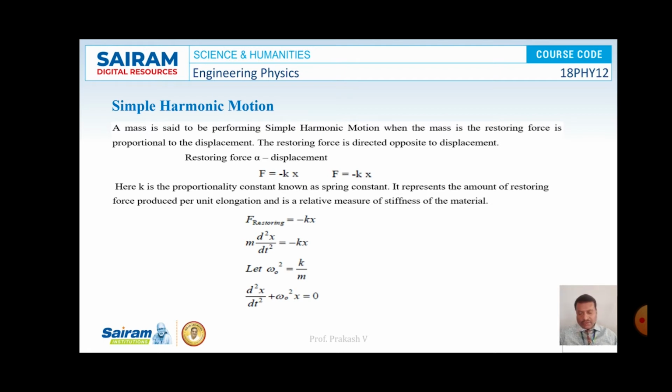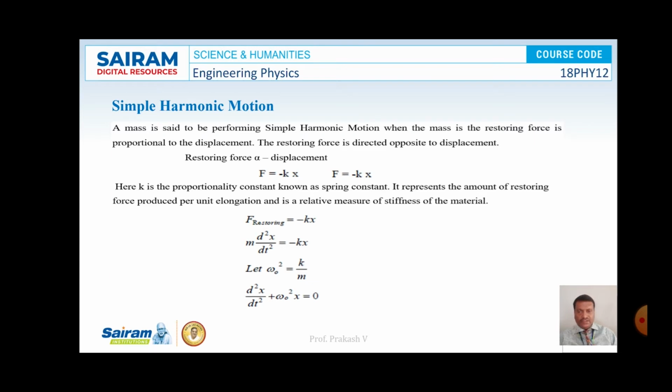For a body under oscillatory motion, the restoring force, as already told, is F is equal to minus kx. Here x is displacement and k is force constant. If m is the mass of a body, as per Newton's second law of motion, F is equal to m into d square x by dt square, or m into d square x by dt square is equal to minus kx. Further, d square x by dt square is equal to minus k by m into x, or d square x by dt square plus k by m into x is equal to 0. The solution for this equation is x is equal to a sin omega t.